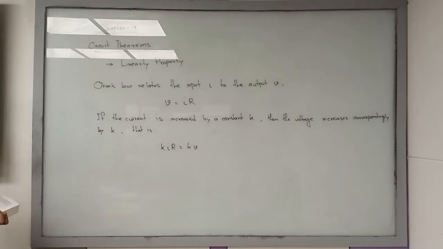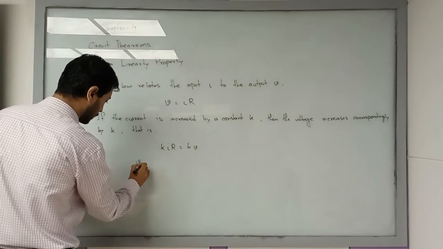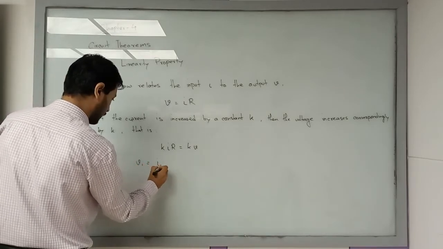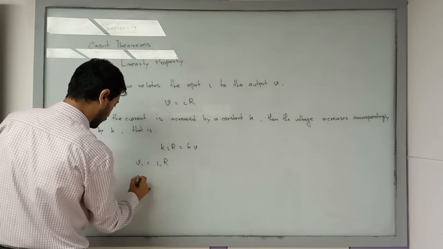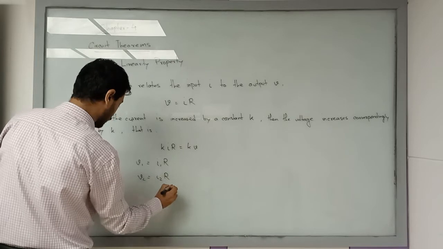So what happens if you have more than one resistance? You will get two voltage drops across those separate resistances, right? If you have two resistances, you will have a separate voltage drop across those resistors. So I can write those in this form. Let's say V1 is equal to I1R and V2 is equal to I2R.